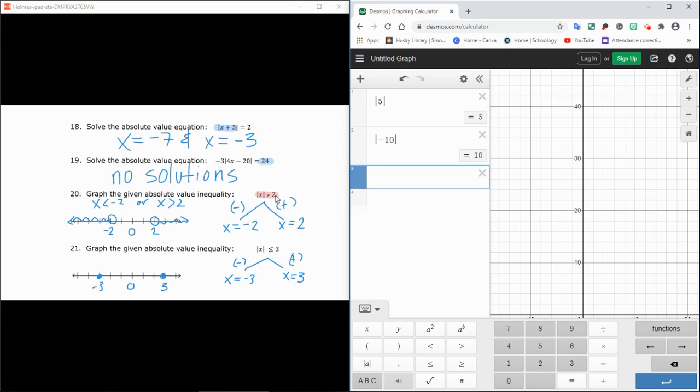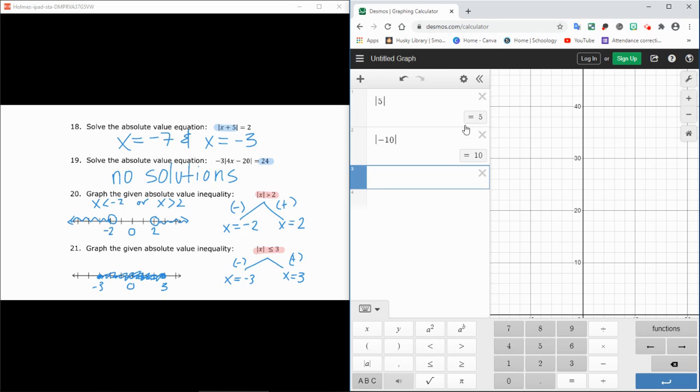Now, when it's less than, the less than symbol is actually going to change the shading, right? That shading will now be within the problem. It'll be in here. The shading happens in between. While over here, the shading happens on the outside.